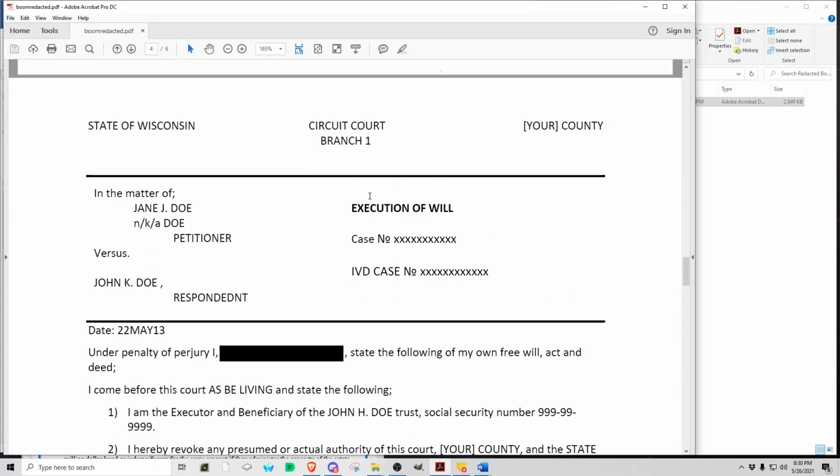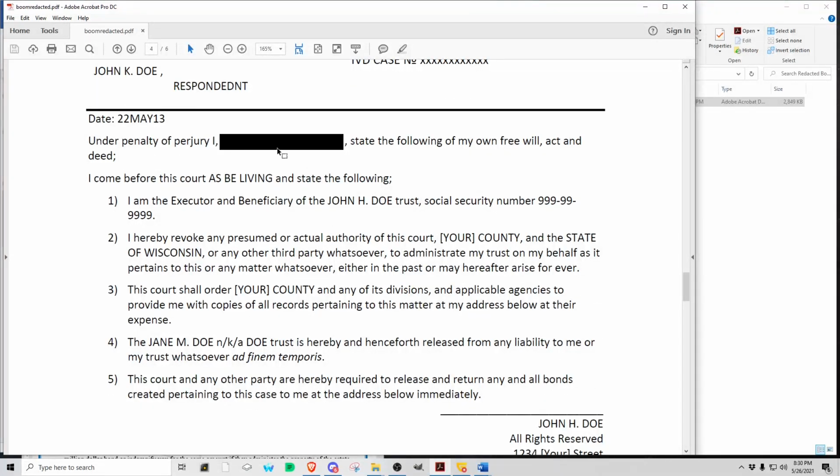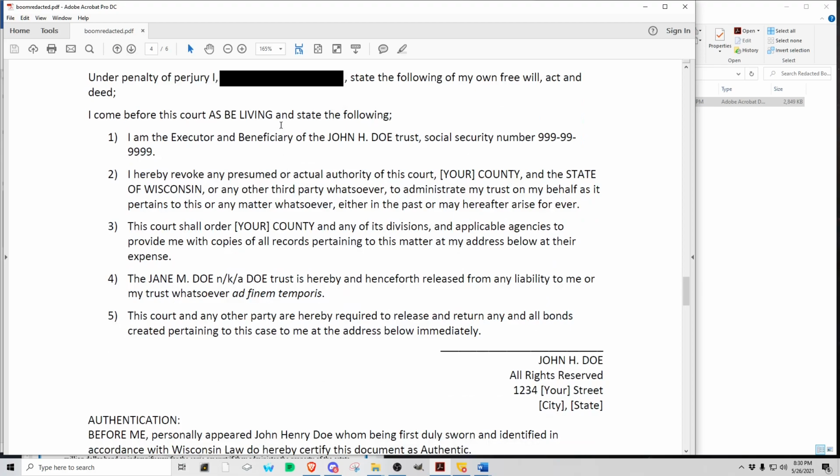This was the original kill warrant. This is what this thing was, the boom letter. State of Wisconsin, court, whatever. And this is what he just called it. He calls it execution of will. Day, under penalty of perjury, I, whoever, state the following of my own free will, act, and deed. I come before this court as be living, which is the other way to say it. You can say as having been found to be living or as be living, either way.